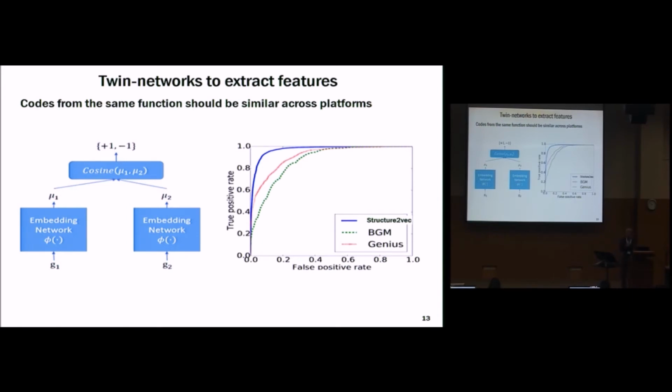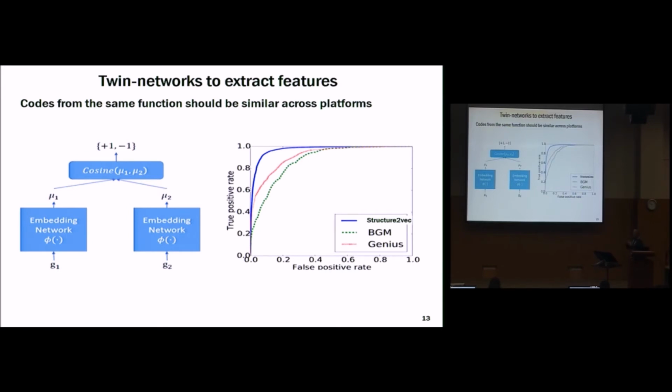Essentially, our assumption is that the same function can be compiled on different platforms, and the binary can be slightly different. You want to learn a representation, an embedding, which is invariant across different platforms. You want the same function, even on a different platform, to be similar. You don't want your embedding or representation to be affected by the platform. So we set up the problem in this way.